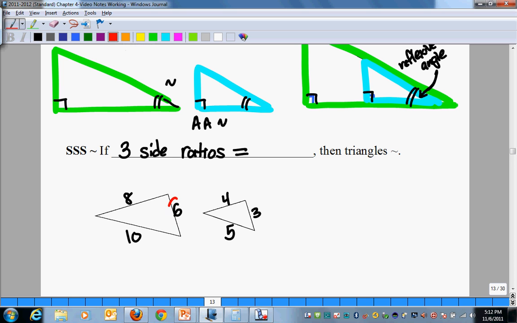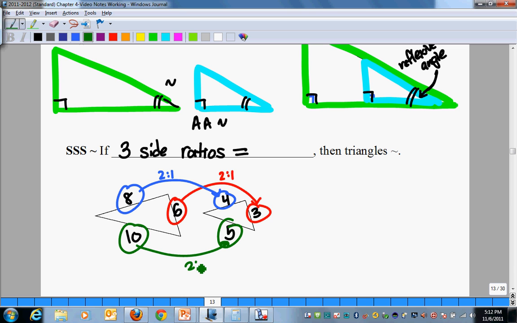If we look closely, we have a side ratio of here to here of 2 to 1. Side ratio, here to here, 2 to 1. Side ratio, from here to here, 2 to 1. All 3 side ratios are equal, therefore we would say these triangles are similar. Same shape, different size.